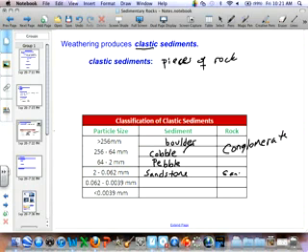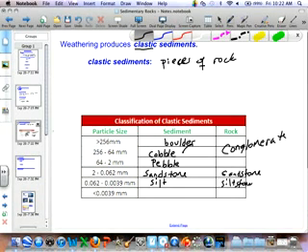All right, after sandstone we have silt. And silt creates what? Siltstone. Another name for siltstone is shale. This is mudstone or shale. Alright, and then the mud, basically in this case clay. Clay creates the shale.